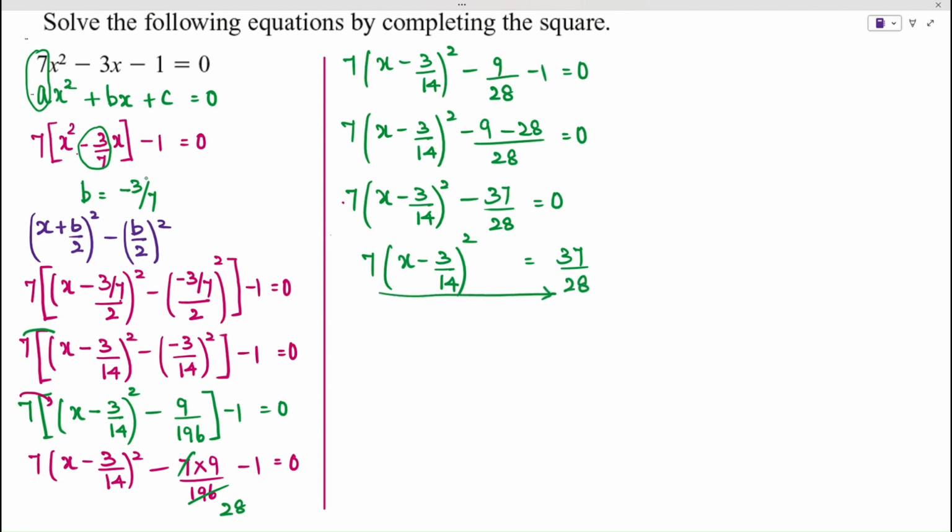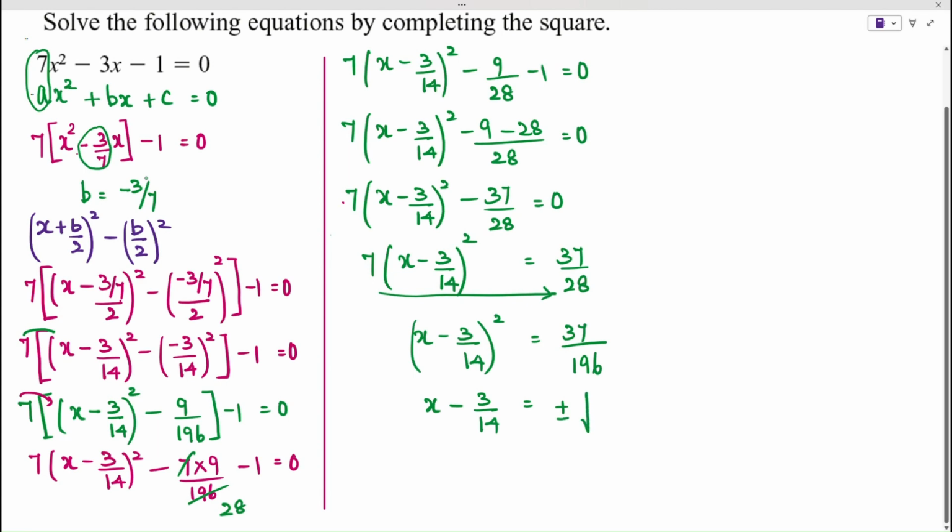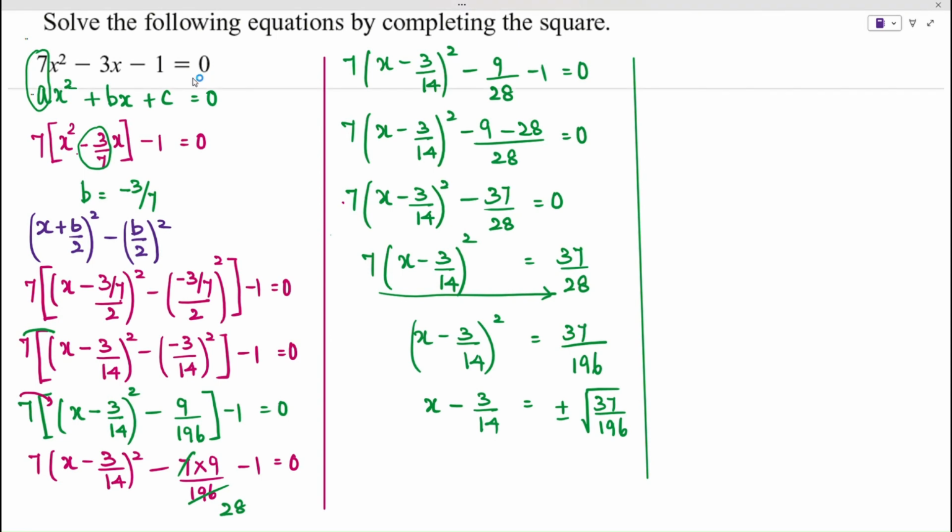So we can divide both sides by 7. So we get (x minus 3 over 14) the whole squared is equal to 37 over 196. And so we can square root both sides. We get x minus 3 over 14 is equal to plus or minus the square root of 37 over 196. And since 196 is 14 squared, we can bring that out of the square root. And we can rearrange our equation.